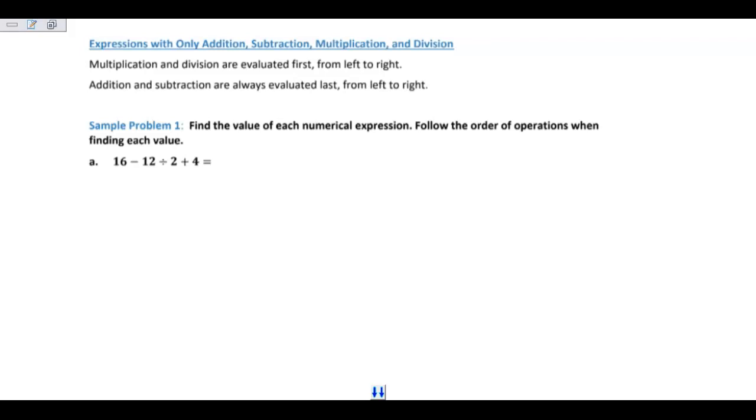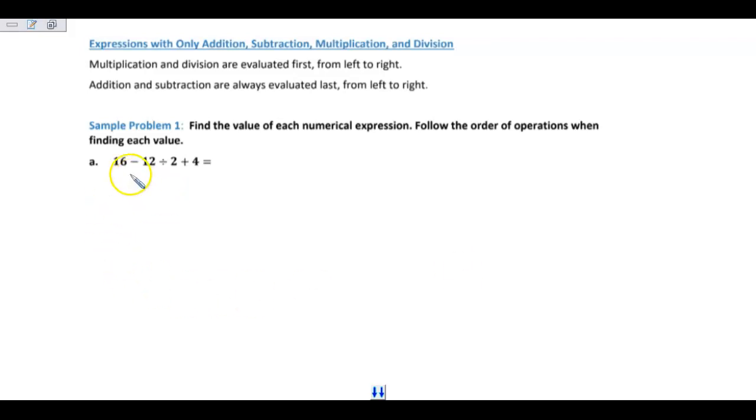Expressions with only addition, subtraction, multiplication, and division. Multiplication and division are evaluated first because they are more powerful than the addition and subtraction. Again, we need to make sure that when we're working through our sections that we go left to right. Find the value of each numerical expression. Follow the order of operations when finding each value.